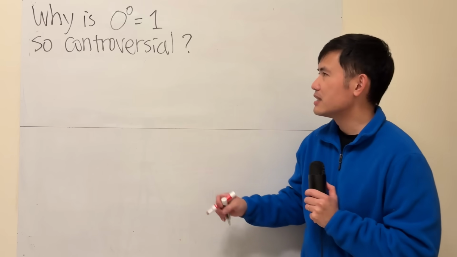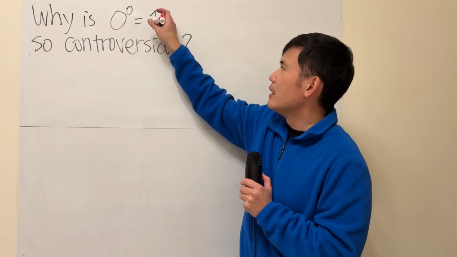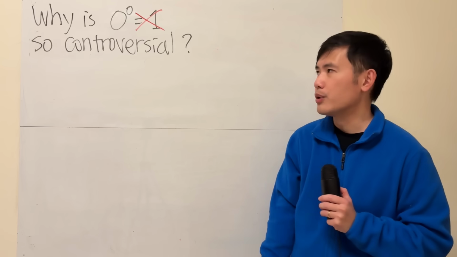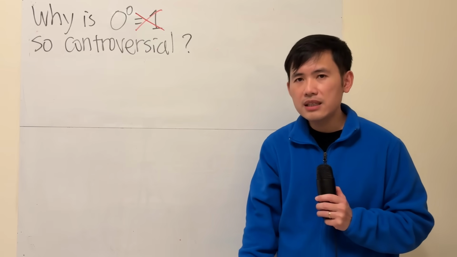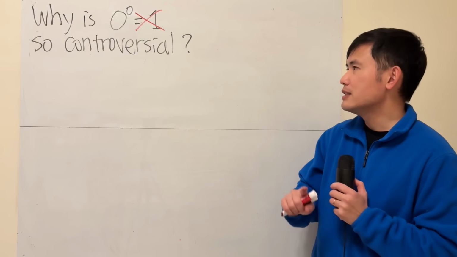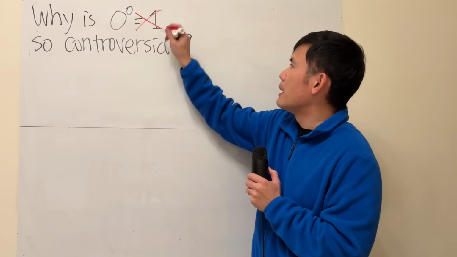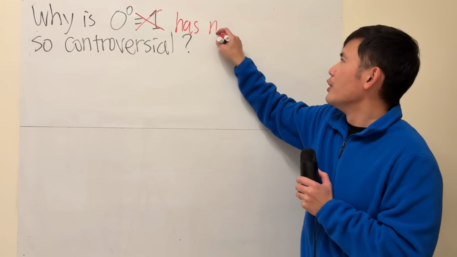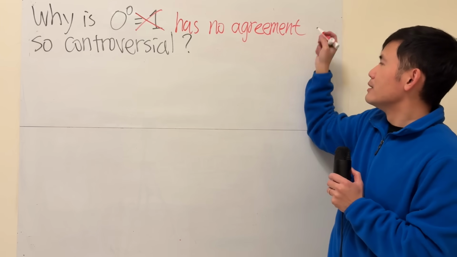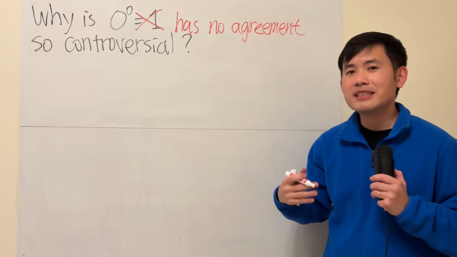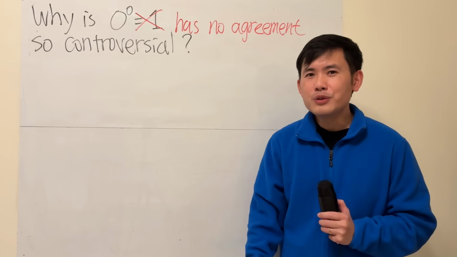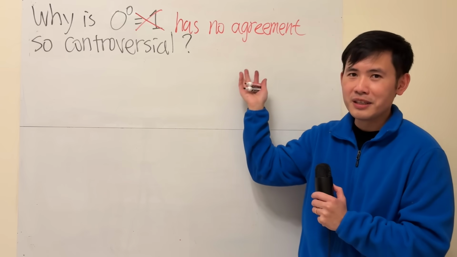Here is my take on this. First, I would like to tell you that 0 to the 0th power is not equal to 1. And in fact, I'm also not going to tell you 0 to the 0th power is undefined. No, none of that. This is my response: 0 to the 0th power has no agreement. This is the best response, not answer though. This is the best response that I can give you, which is also pretty bad because you still don't know what it is, right?